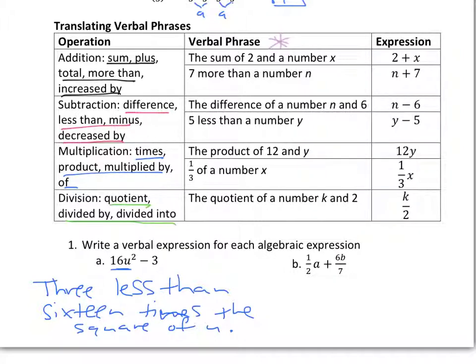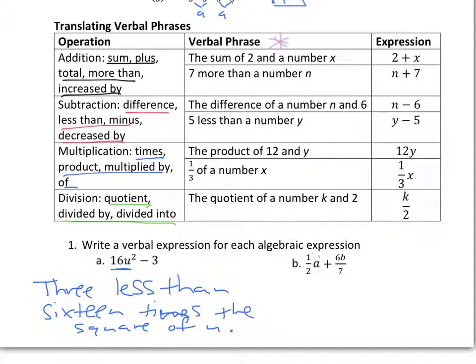All right, and number 2, I've got 1/2 times a plus 6b over 7. Okay, so there's a couple different things that we could do. Obviously, for these verbal expressions, there's lots of different ways you could write them. So if you come up with another one, it may also be right. First thing we need to do is work with the 1/2 times the a. So pick one of the multiplication ones. All right, I'll use of.